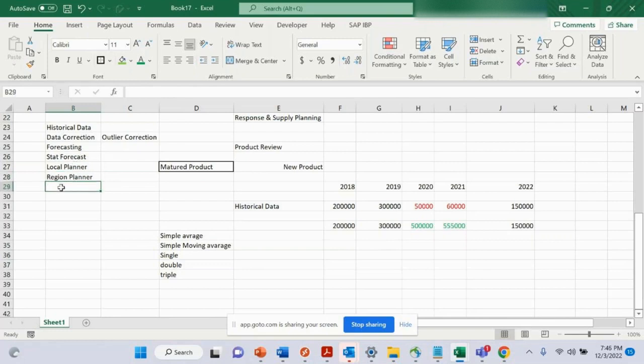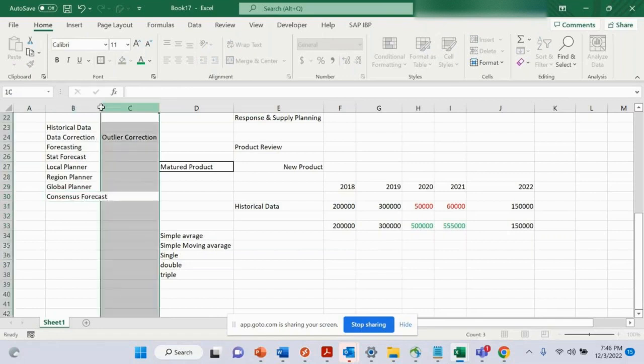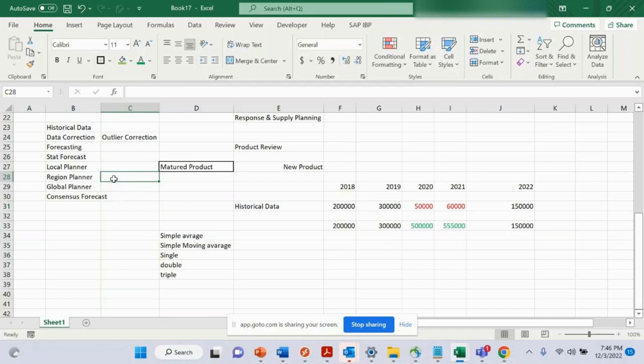And then comes the global planner. Now the global planner will see that this person is the head, so he or she has the ability to check in the system what the local planner has entered and what the region planner has entered, and based on that he will evaluate the value and do the final forecasting before submission as a consensus forecast. Got my point? Any confusion here?